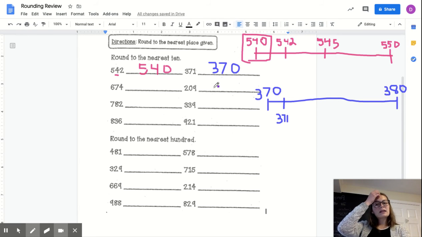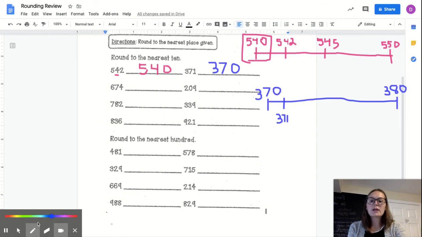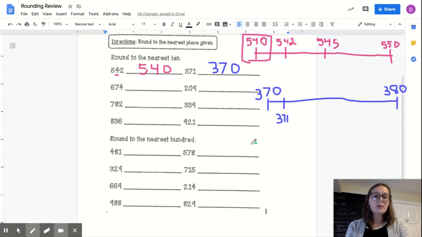Keep practicing rounding by 10, and we're going to move on to rounding by hundreds. So you can either pause the video and finish the tens or come back to them later. When rounding to the nearest 100, the process is really, really similar.